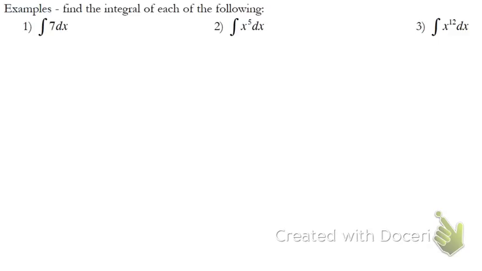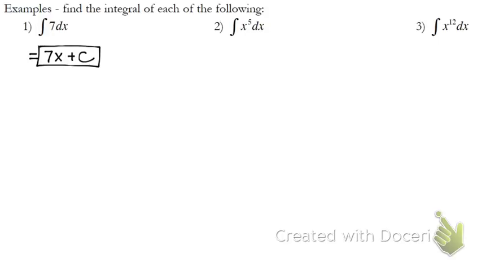All right, the integral of 7. 7 is a constant. So, let me pull up my little pen here. Seven is a constant. The integral of a constant, and look at it, our important variable is dx. The integral of a constant is 7x plus c.